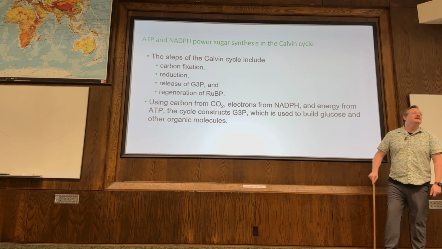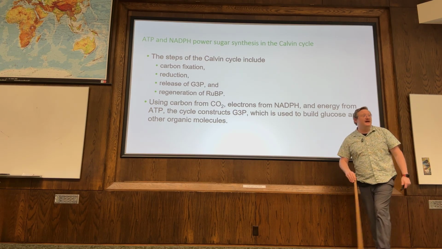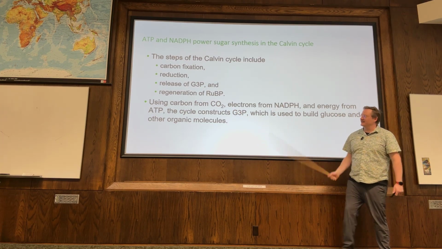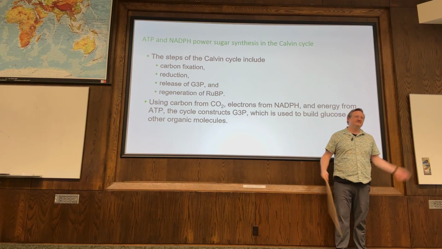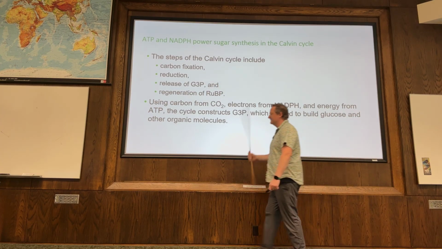Actually, it makes a precursor molecule called G3P that can be used to make a bunch of other organic molecules as well. Now, I say that, but for the learning objectives of a Biology 105 course, the Calvin cycle takes carbon, electrons, and energy, and makes glucose. That's your takeaway learning objective that you have to know.